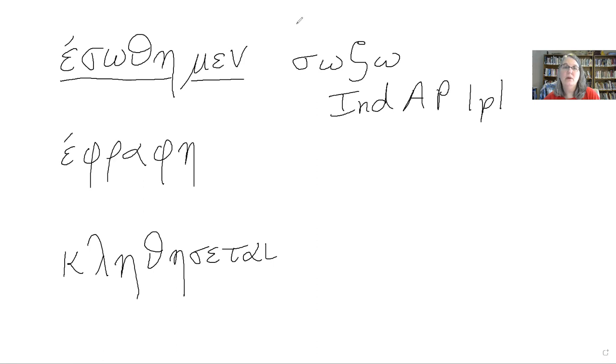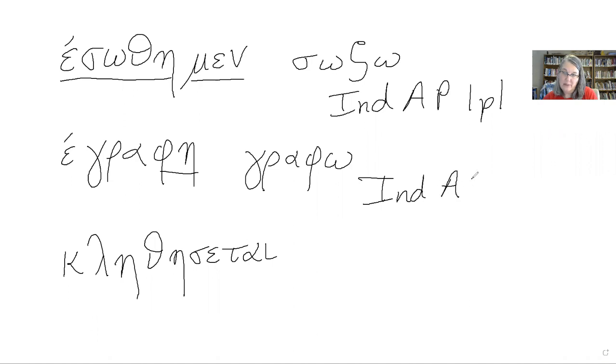And I wrote this wrong. Let me fix this real quick. Egraphe. So again, we might recognize the verb grapho here. Here it's not so much that the stem has changed, but that the endings are a little bit different than one might expect. If we look up and see grapho, we see that egraphen is the aorist passive, and here we have just the eta ending, so it's the indicative aorist passive, third person singular.